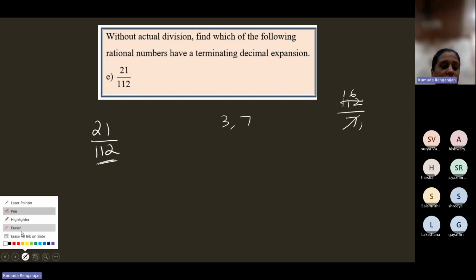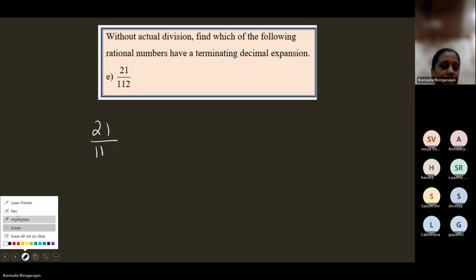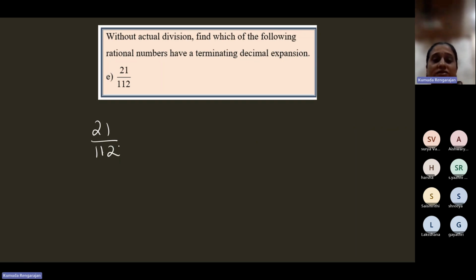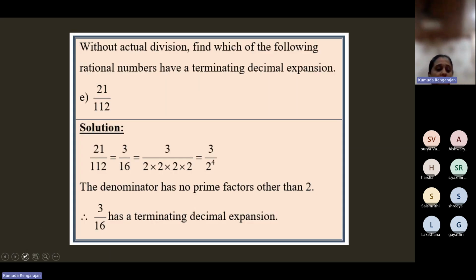7 1s are 7, 7 6s are 42. Yeah. So it's possible to simplify this rational number because the numerator and denominator have 7 as a common factor. 7 is a common factor of the numerator and denominator. So 7 3s are 21 and 7 16 times 112. 3 by 16. So that's very important. You need to express the rational number in the simplest form and then find the prime factors of the denominator. So simplest form is 3 by 16. As I told you in the tables of 7, 7 16 times, 7 3s are, so 3 by 16.